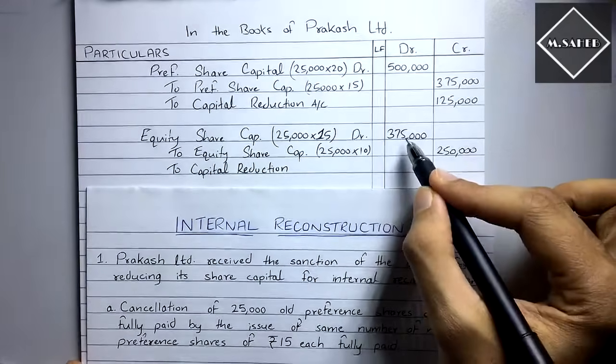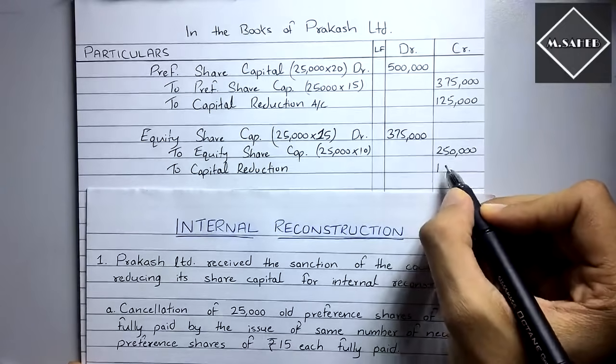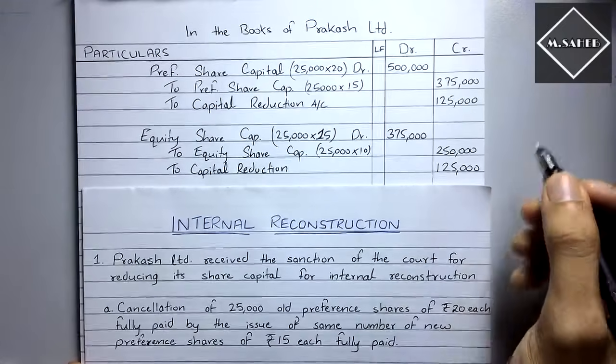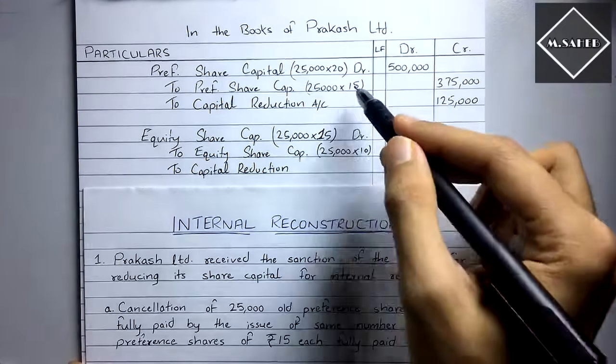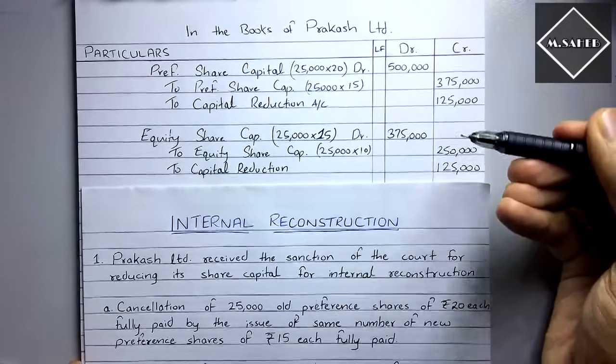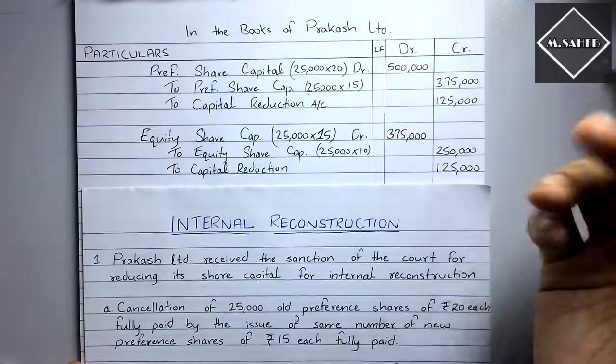See, 3,75,000 minus 2,50,000 is equal to 1,25,000. Simple. You reduce the share capital here and here. So by reduction of share capital the company is gaining, and that gain will go to capital reduction account, and here also capital reduction account.